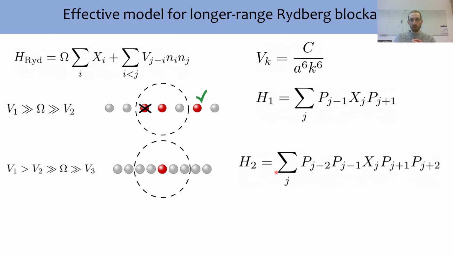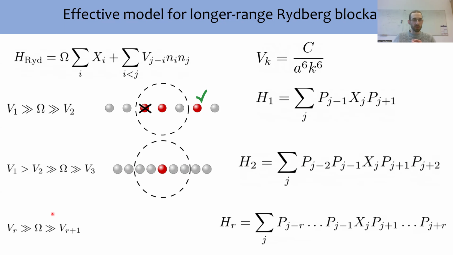And the effective Hamiltonian I get is just PPXPP. I just keep adding projectors to the left and the right. And I can keep doing this forever. I can just change the condition. If omega is between V_R and V_(R+1), I get a blockade radius of R. And it means I just have R projectors on the left and R projectors on the right. So it's a very similar idea.